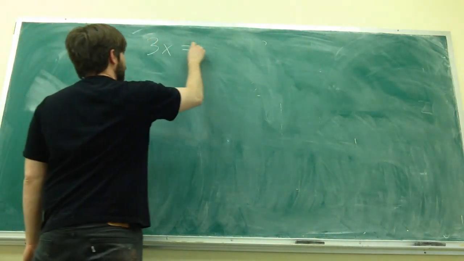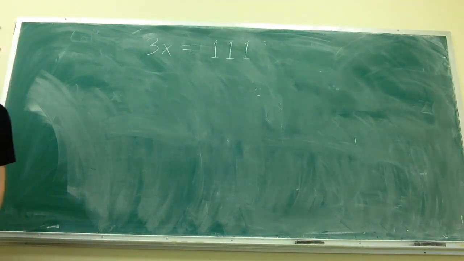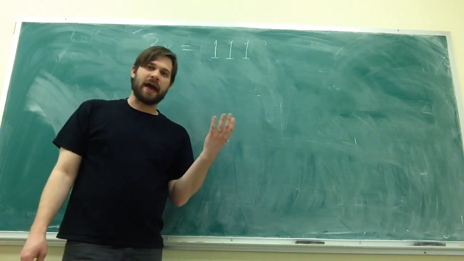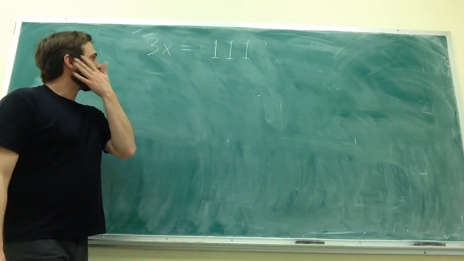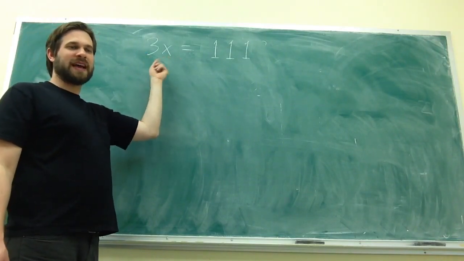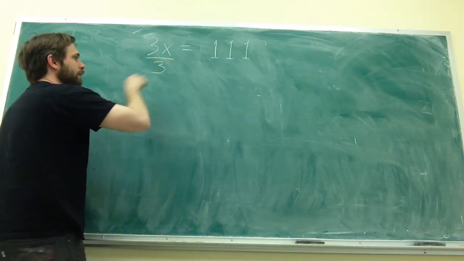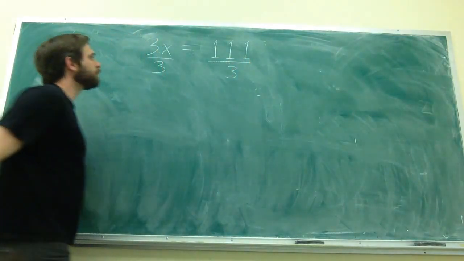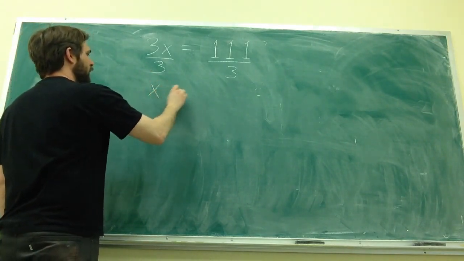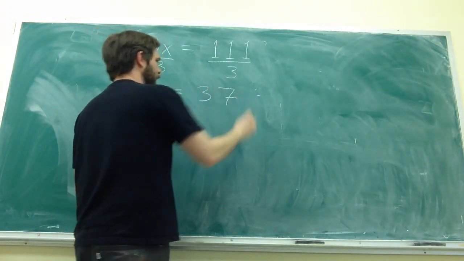We also sometimes encounter problems that have multiplication involved. So if we have, say, 3x equals 111, this means 3 times x equals 111. So how do I get rid of the 3? To undo multiplication, 3 times x, we divide by that 3. If we divide by 3, we have to do the same thing to the other side. So 3x divided by 3 is just x, and that will equal 111 divided by 3, which is 37.